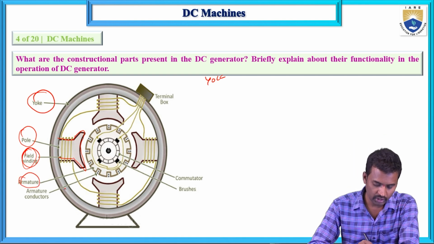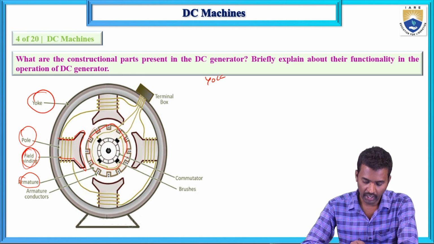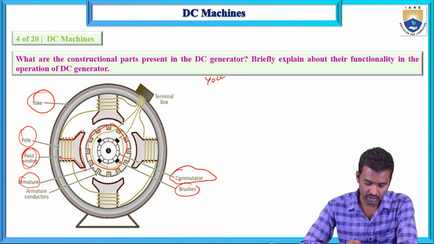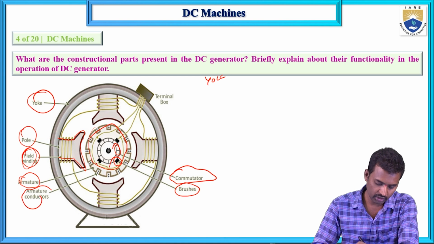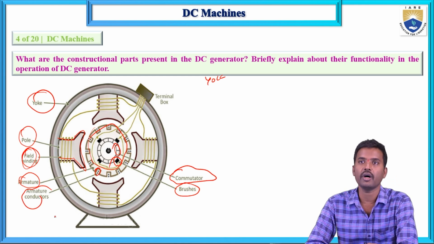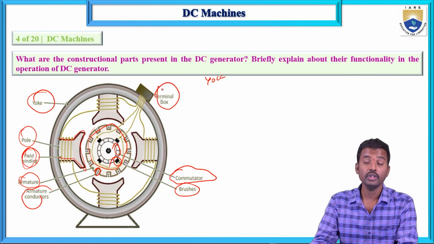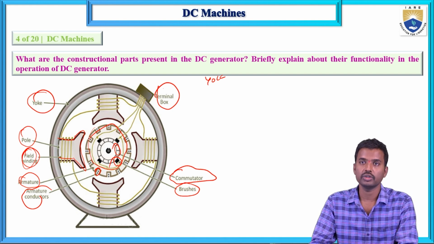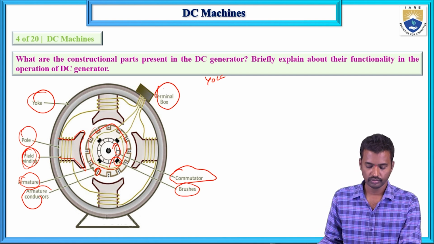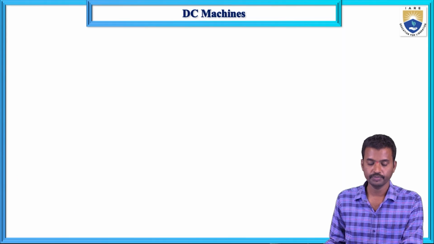And next, the armature, a rotating conductor placed in a stationary magnetic field, and there is a commutator and brushes. These are the brushes, this is the commutator, and these are the armature conductors placed in the slots of the armature core, and this is the terminal box. Each part we discussed in the previous lecture, construction of DC machine. Just watch that lecture, including the material used for each part.